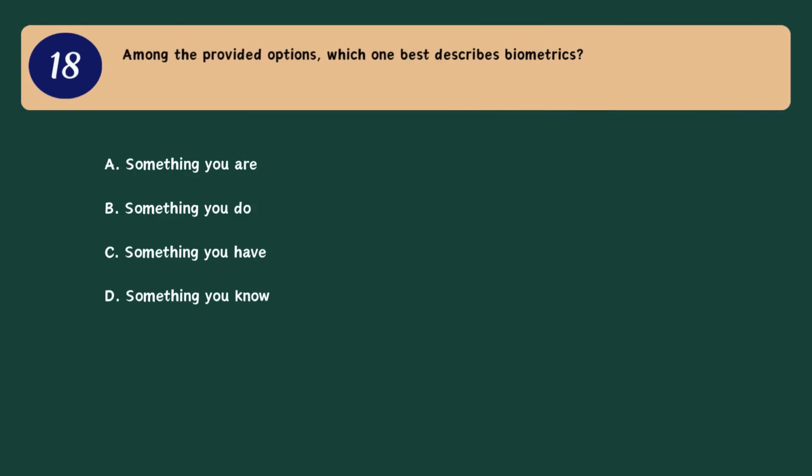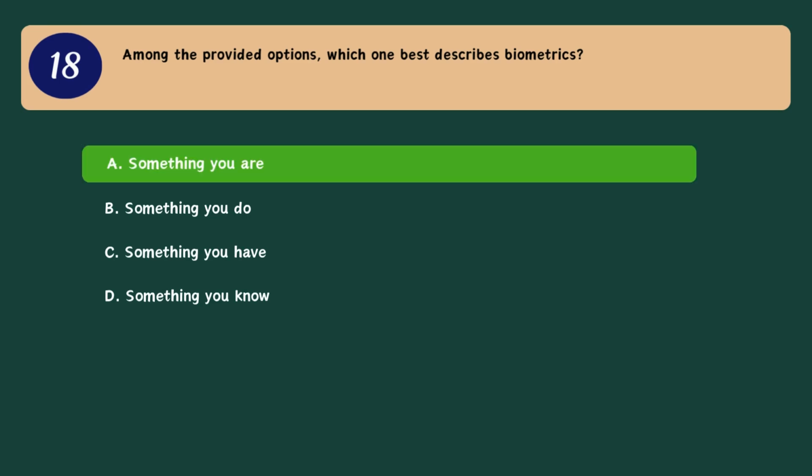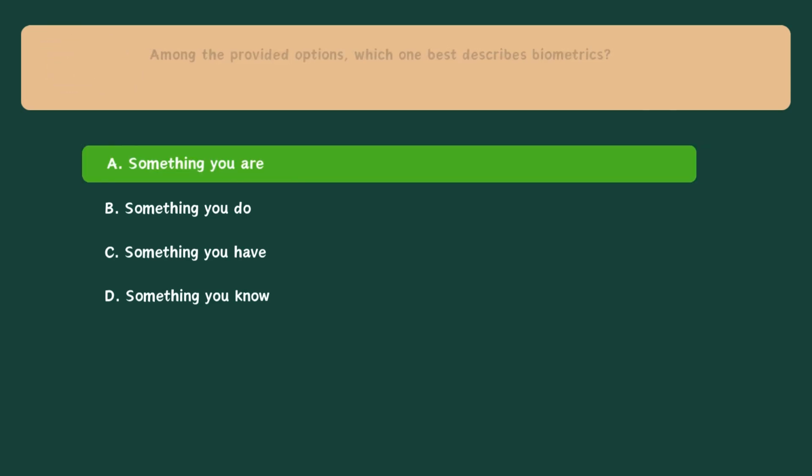Question 18. Among the provided options, which one best describes biometrics? A. Something you are. B. Something you do. C. Something you have. D. Something you know. Correct answer. A. Something you are.